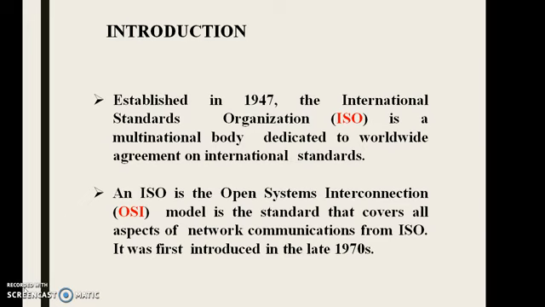Introduction. The OSI model was established in 1947. The International Standards Organization is a multinational body dedicated to worldwide agreement on international standards. It created a model called Open System Interconnection, which allows different systems to communicate. An open system is a set of protocols that allows any two different systems to communicate regardless of their underlying architecture.